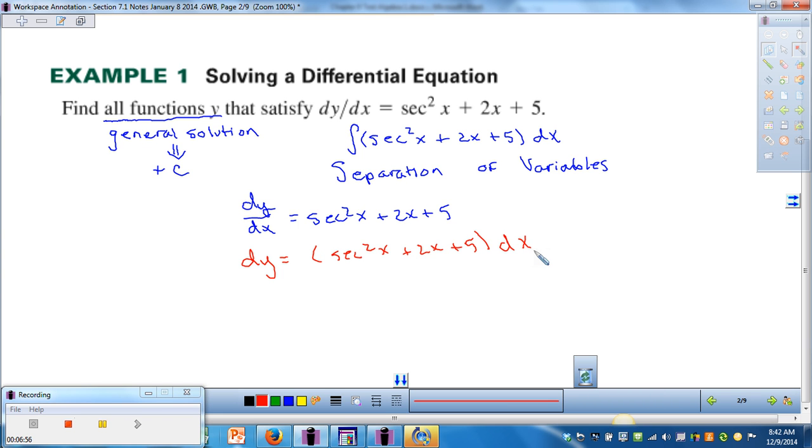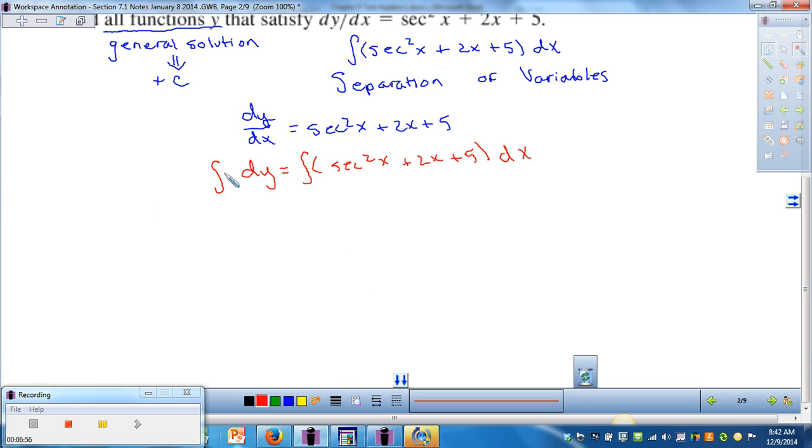Once we have separated the variables, then we can integrate each side. We'll integrate with respect to y over here, and we'll integrate with respect to x over here. So, what is the antiderivative of 1 dy? I heard it, y plus c. And then what do we get on the right side?